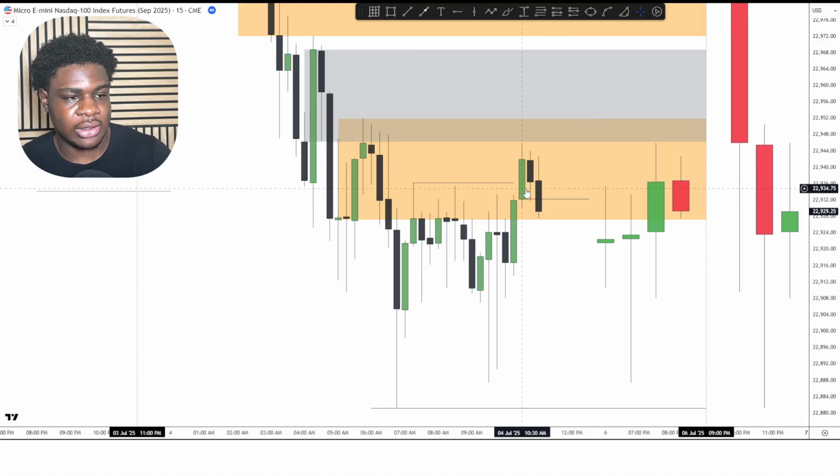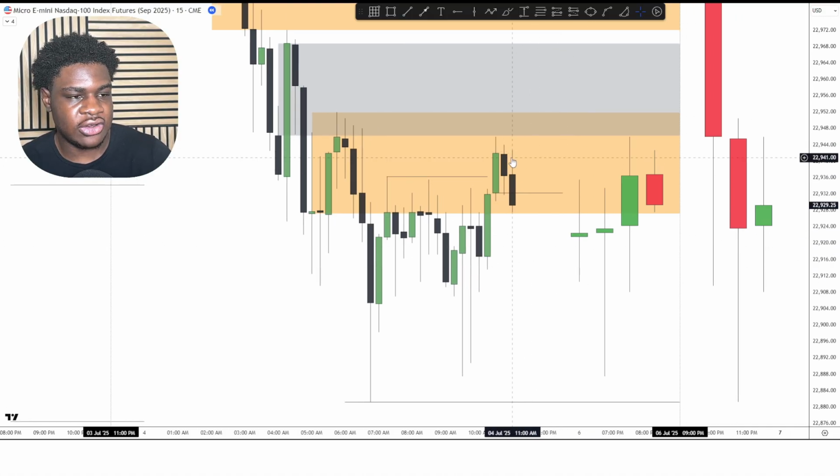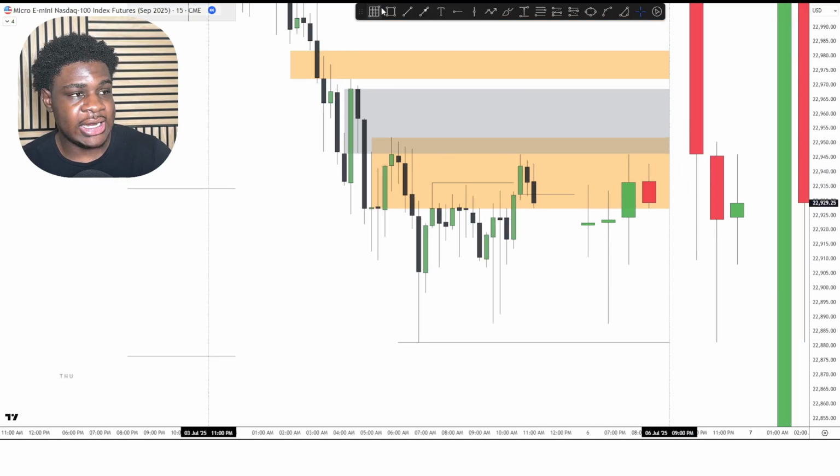It has to close back below this last up close candle. So we can see a strong bearish engulfing candlestick closing back below that last up close candle, creating a new order block right here. So this is a new order block. This was a higher time frame order block right there.